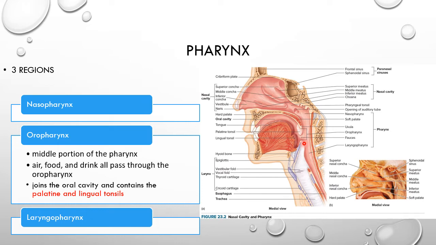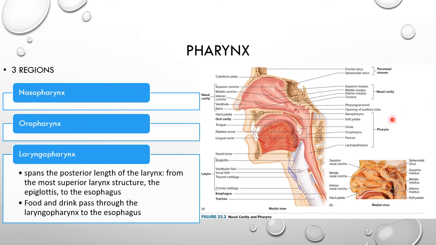Then it joins the oral cavity and contains, no? Your oropharynx contains your palatine and lingual tonsils. Okay, remember this one. Baka matanong sa exam, which region of the pharynx contains the palatine and lingual tonsils? And you would know, okay, it's your oropharynx. And then the last region, yung pinakamababa, it's your laryngopharynx. Okay, so it's laryngo kasi it spans the posterior length of the larynx.